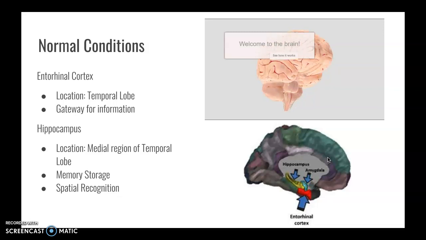The entorhinal cortex, which is located in the temporal lobe, is the gateway for information entering and leaving the hippocampus. The hippocampus, which is located in the inner medial region of the temporal lobe, forms a part of the limbic system, which is important in regulating emotional responses. The hippocampus is involved in storing long-term memories, making those memories resistant to forgetting, and it also plays an important role in spatial processing and navigation.